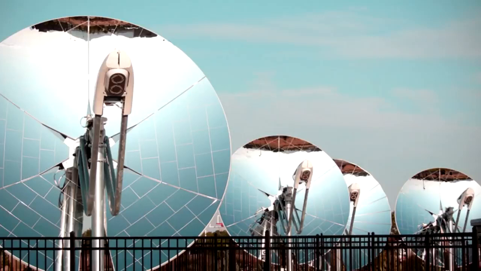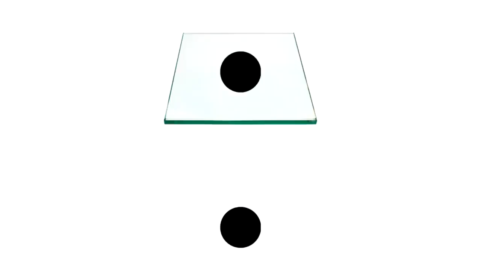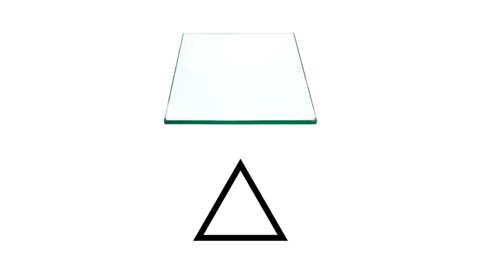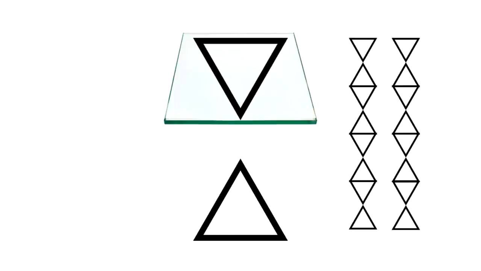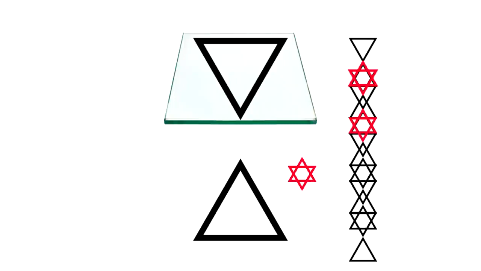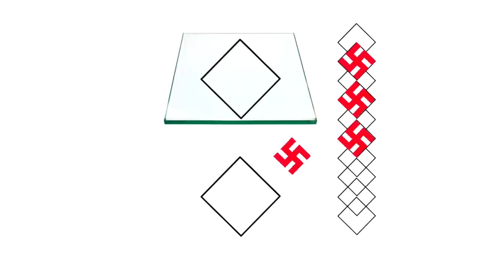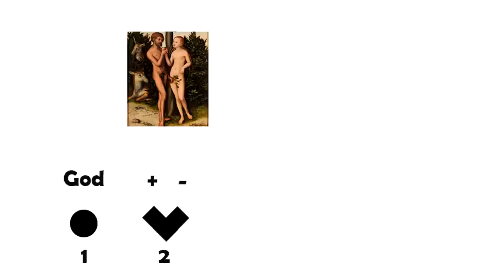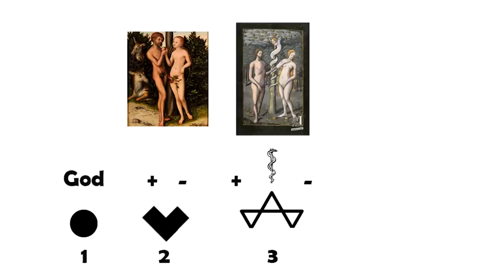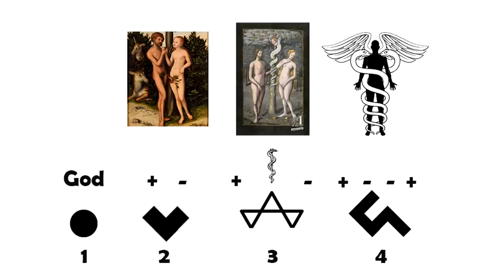Let's do an energy reflection exercise. We have the one reflecting. Now let's take a look at number two. Number three, the triangle. Number four, the square. So one is God, the one. Two, God creates positive and negative, organic man and organic woman. Three, God's creation is infected with AI consciousness, the snake. Four, the snake creates a hybrid, half synthetic, half organic.